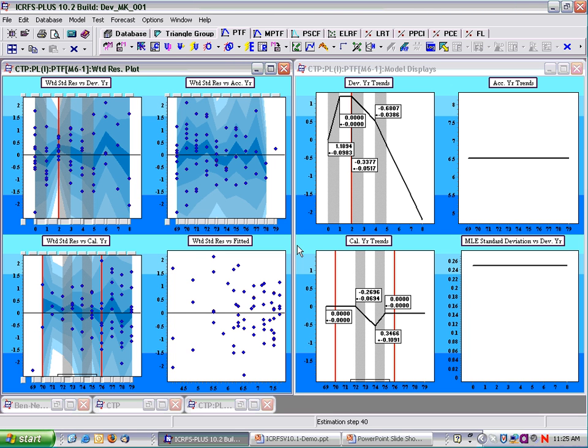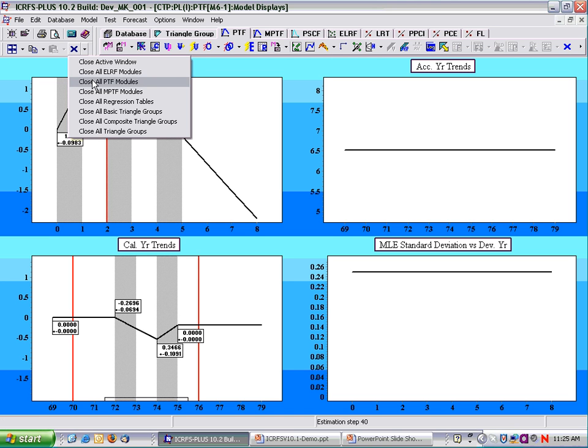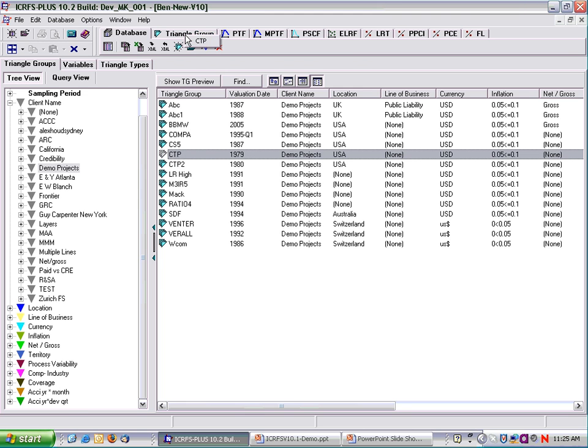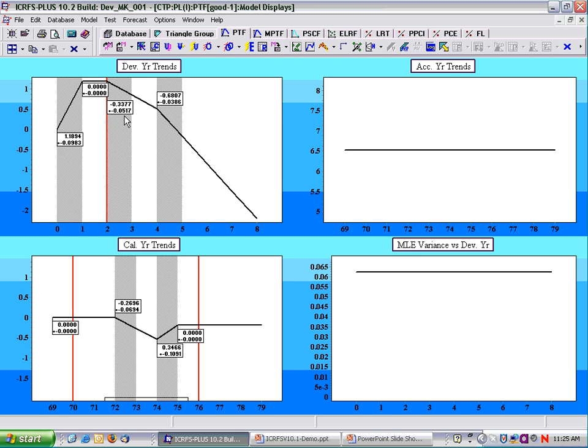Now, with our clients, we communicate in terms of models. And you know that when you run a model, you can save a model. Let's, for instance, close the PTF module. I can run the model. Let's go back to the triangle group. I can run the good model from here, from my actual triangle group. It's stored in the database. So once a model is saved and run, you've got the model display and all the other attendant displays. You can do the forecasting and forecast summaries. Later on we'll show you how you find distributions of reserves and so on. You can get all the attendant displays in a matter of seconds.